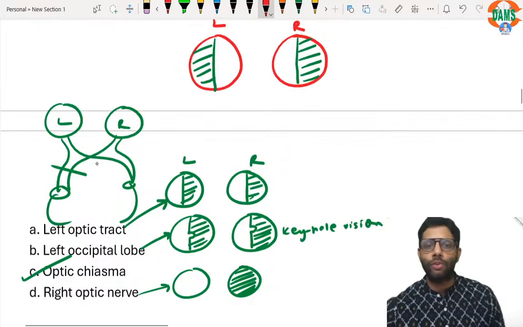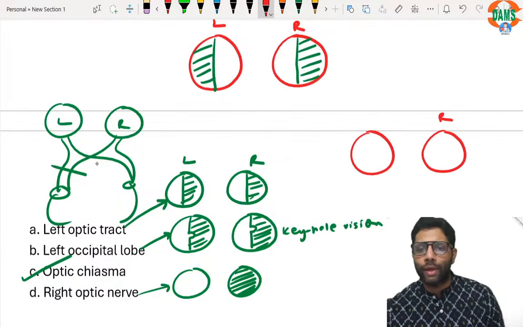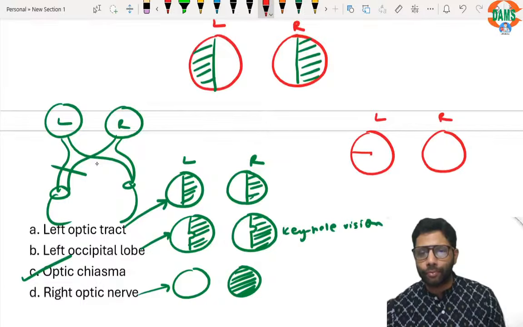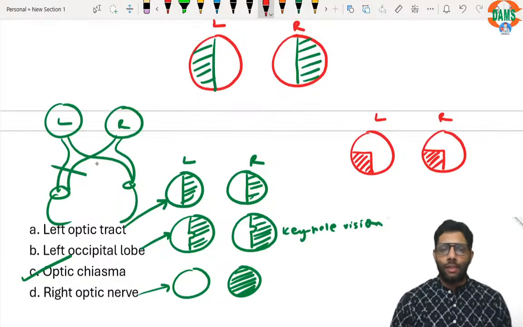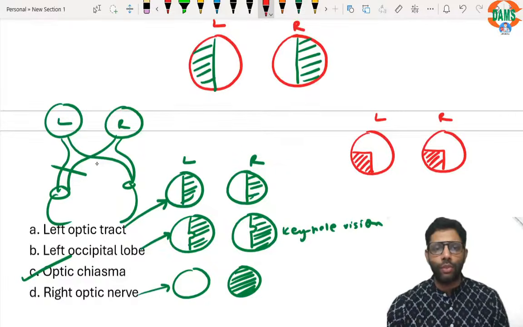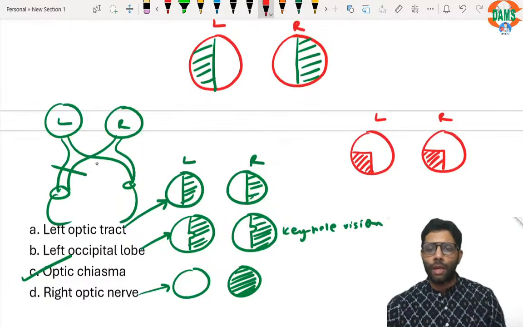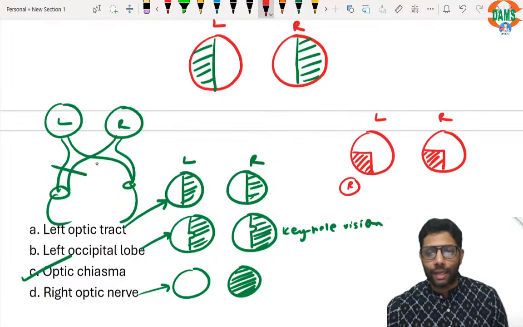Okay, who can answer this question? If I draw a question for you, tell me where is the lesion? This is left homonymous. Homonymous means same side. Heteronymous is only optic chiasma. So this is, in my question, left homonymous inferior quadrantanopia. Pie on the floor. This will be seen in right side parietal lobe lesions.